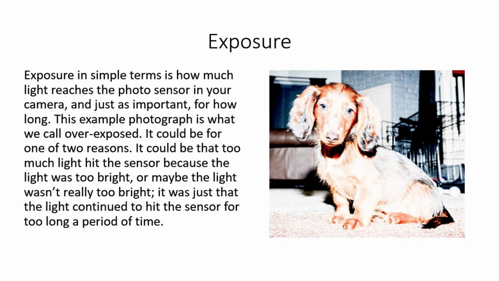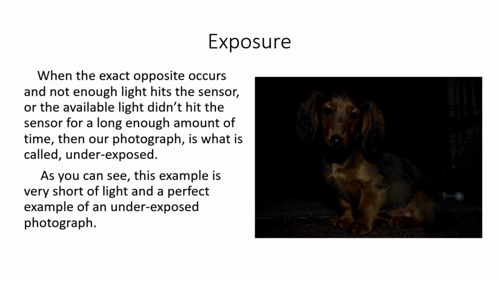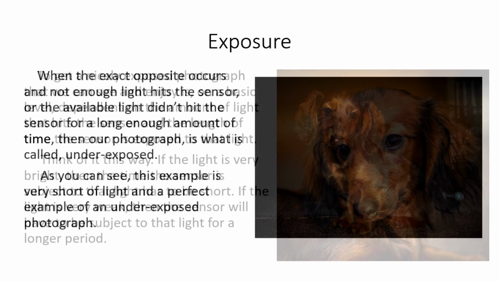It could be for one of two reasons. It could be that too much light hit the sensor because the light was too bright, or maybe the light wasn't really too bright, it was just that the light continued to hit the sensor for too long a period of time. When the exact opposite occurs and not enough light hits the sensor, or the available light didn't hit the sensor for a long enough amount of time, then our photograph is what is called underexposed. As you can see, this example is very short of light and a perfect example of an underexposed photograph.